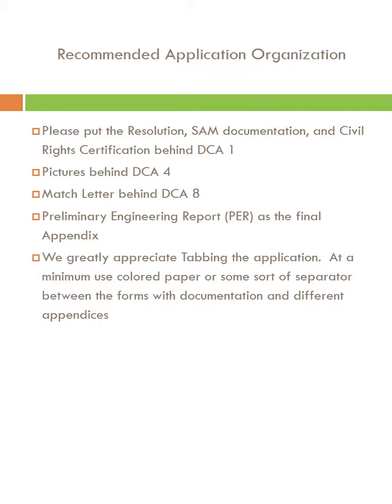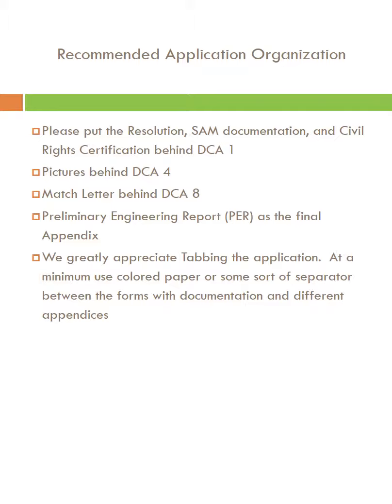On organization, please put the resolution for the grant, the SAM documentation, and civil rights certification behind DCA 1. We need to look over these early on, and that makes them easy to find. DCA 4 needs to be addressed. Since we have the narrative there, it's also nice to have the pictures grouped with that so we can look through them at the same time as we read through the narrative.